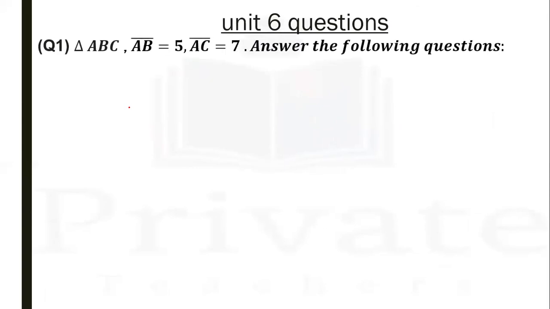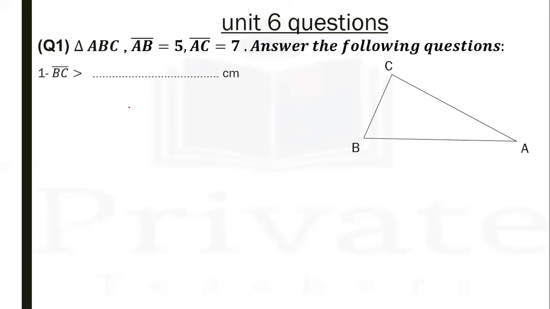From unit 6, the inequality. Here we have triangle ABC. AB, let it be 5 centimeters. AC, let it be 7 centimeters. Under the following questions, BC has to be greater than what?